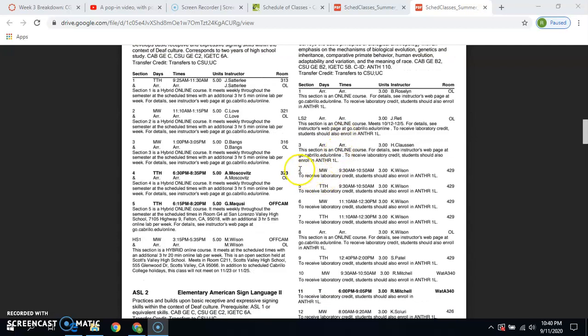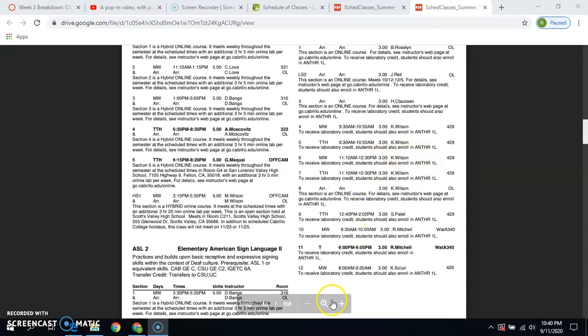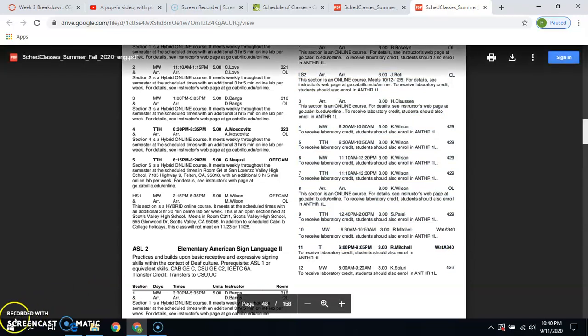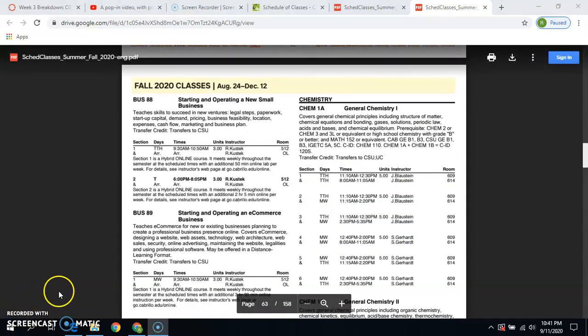However, if we were looking at Section 4, it would tell you that it meets on a Monday, Wednesday from 9:30 a.m. to 10:50 a.m. and it would share with you that it meets in room 429. As we scroll a little bit further down, Section 11 tells us that it meets on a Tuesday from 6 p.m. to 9:05 p.m. and this particular class meets in Watsonville. That's why it says WAT. The other thing I want to point out is this particular class is in bold, indicating that the class is an evening course.